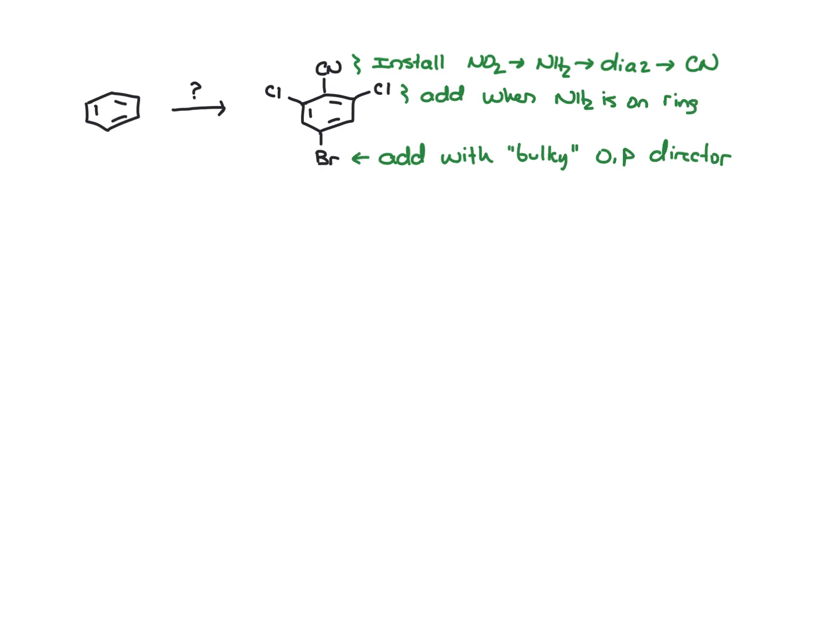Okay, so let's get this synthesis started. And the way we often start these is just by doing our nitration and reduction. So we nitrate, and that will put the nitro group on the ring. Okay, now we don't have any need for this meta director, so let's go ahead and convert that to the amino group.